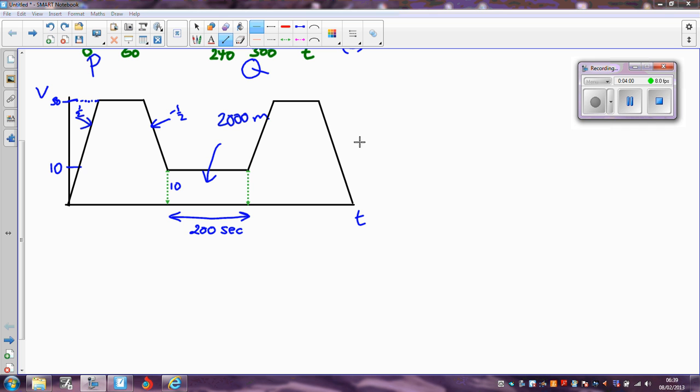Actually, the last bit I just said there was rubbish. It's not going to be the same journey time at all. What we do know, though, is that the whole thing must be symmetrical, because there's no difference between what's happening in the first part here and in the second part here.